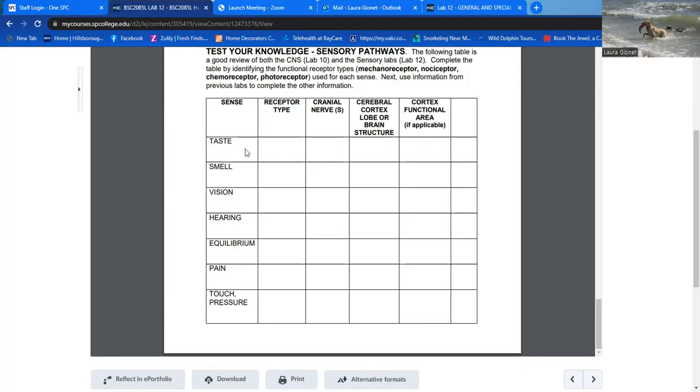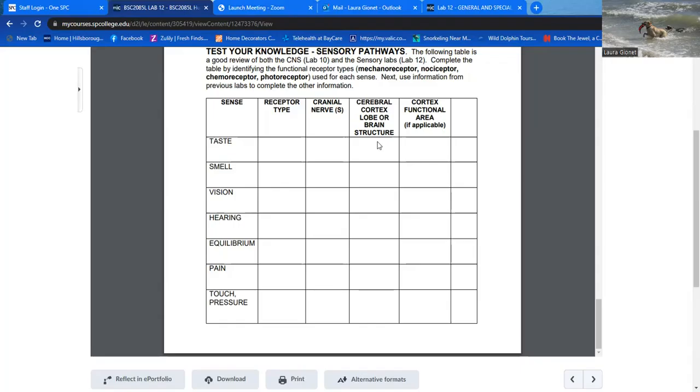We have taste. The type of receptor is a chemoreceptor. The cranial nerve, it depends, right? It could be 7, 9, or 10, facial, glossopharyngeal, and vagus, depending on the location. So I write all three. The lobe, technically, is the insular lobe. However, on the models, we can't really point to the insular lobe. So frequently we'll just point to the parietal lobe, and the functional area would be the gustatory area.